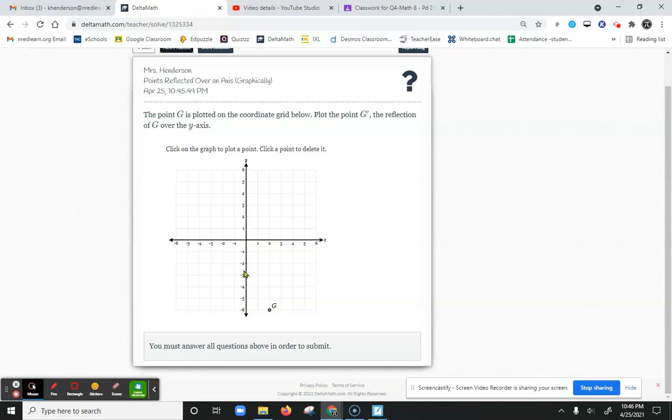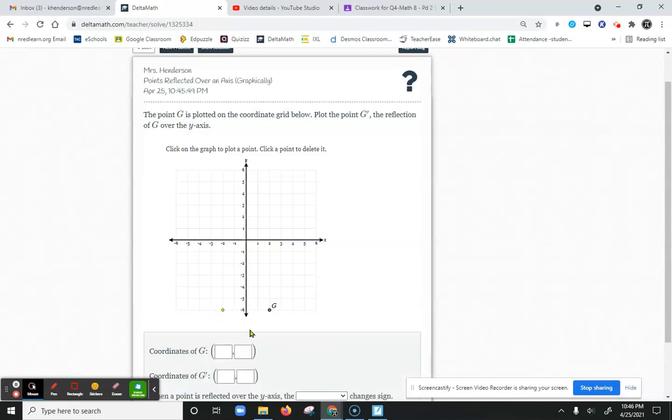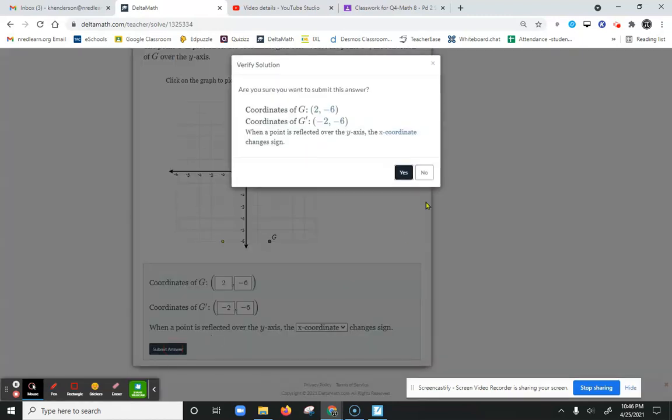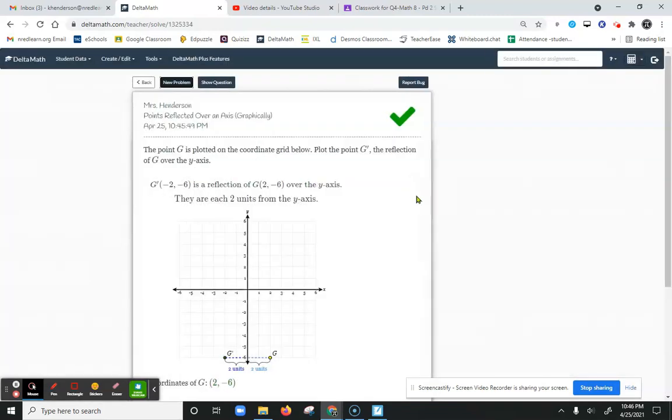So this is the axis I want to jump to. So here we go. 1, 2. Keep going. 1, 2. So my original point was 2, -6. And my new point is -2, -6. So when a point is reflected over the y-axis, the x-coordinate changes signs. And that is how you graph points being reflected over an axis.